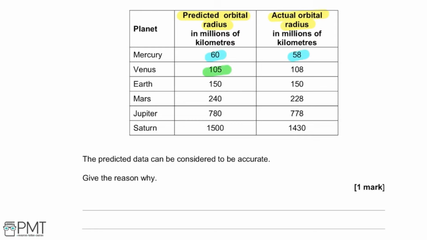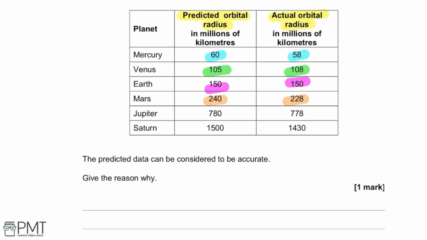Again, with Venus, predicted value was 105, actual value 108. That's again pretty close. And this pattern continues. For Earth, 150, that was exactly 150, so obviously very close if it's exact. Mars, 240, actual one, 228, which you may think, oh, that's not as close as the other ones. No, it's not as close as the other ones, but it is still close within reason, and it's still impressive to be able to predict that closely to the value.